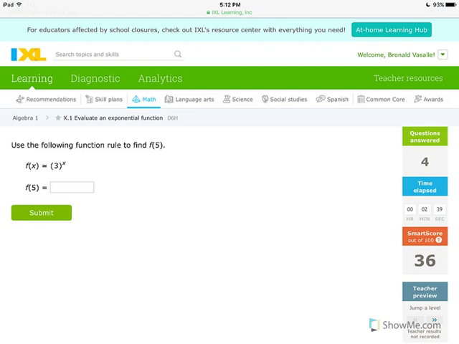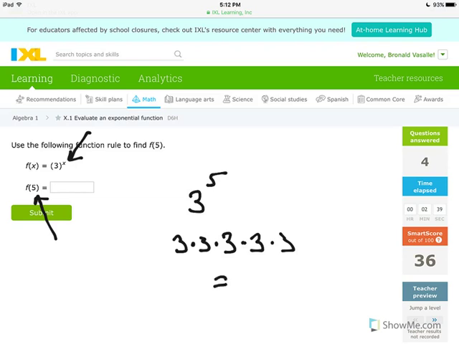F of 5, so 5 is going to go in for x, so you're going to get 3 to the 5th power. So 3 to the 5th power, that's saying 3 multiplied by itself 5 times. And don't be afraid to use a calculator on this. So if you just want to do 3 times 3 times 3 times 3 times 3, you should get 243. And again, feel free to use a calculator.